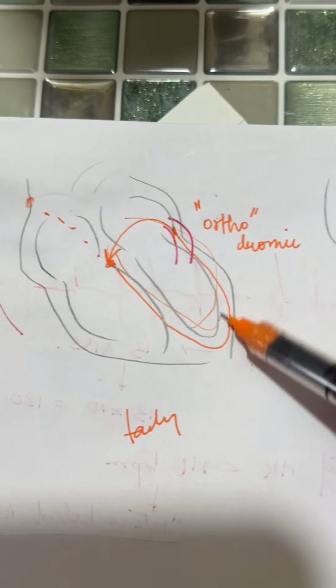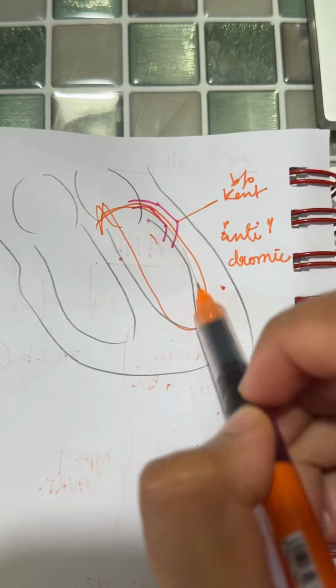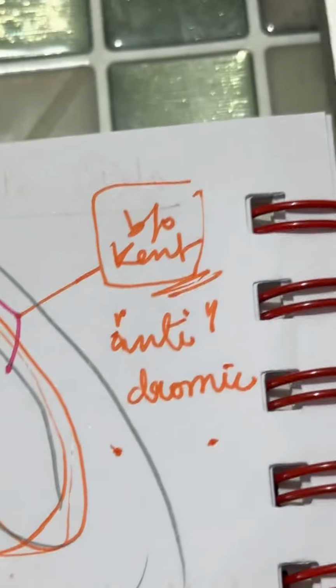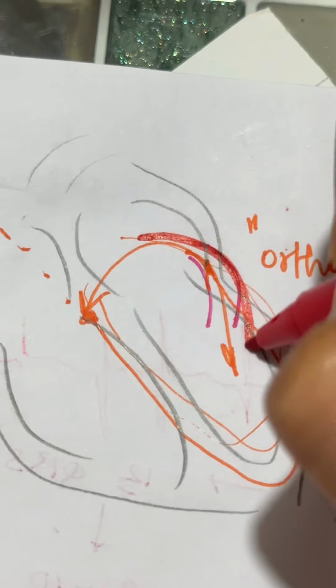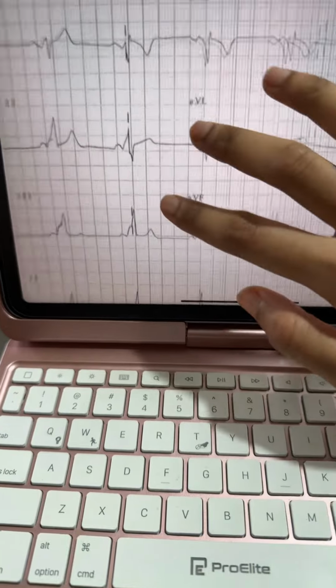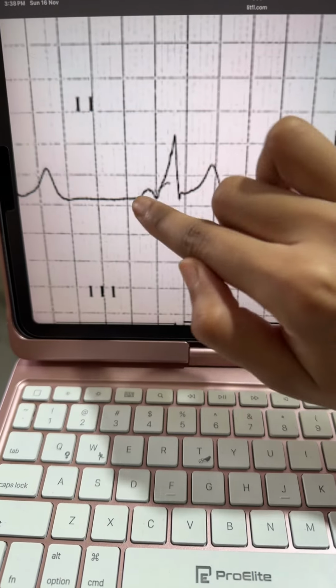Now if it came to the AV node first, it is orthodromic. And if it went via the pathway and then to the AV node and then it continued, that is an antidromic pathway. Also, by the way, we're talking about the bundle of Kent, and this is the Wolff-Parkinson-White syndrome. Now see, because of this accessory pathway, the impulse is entering the ventricle before its destined time. Therefore, there is a pre-excitation of the ventricles, which you can clearly see on the ECG because you can see that the ventricles are getting excited before their time.